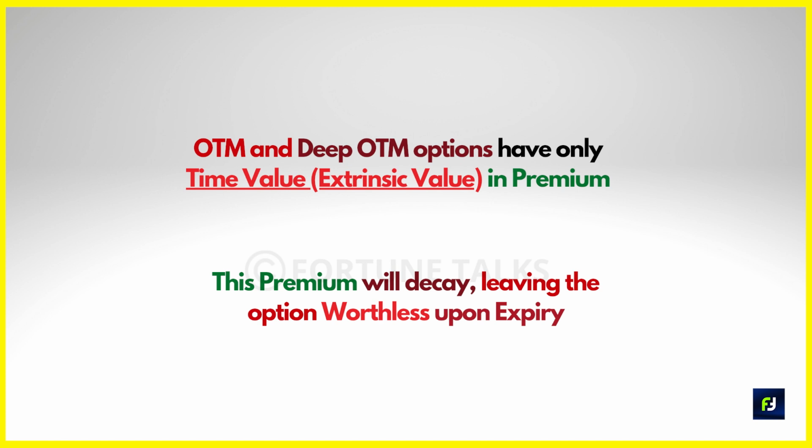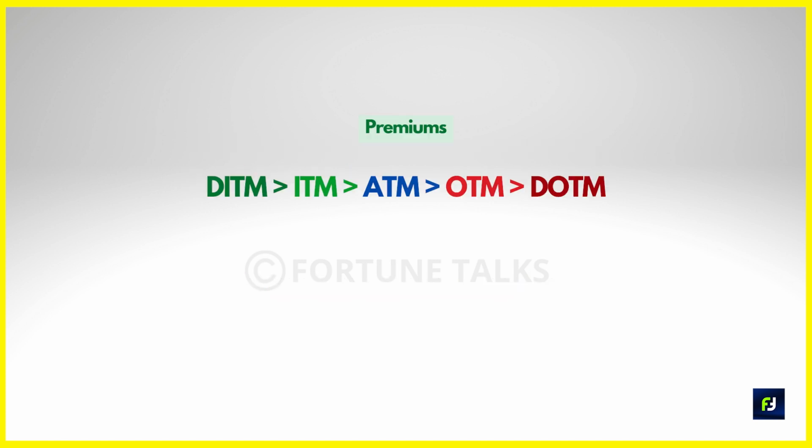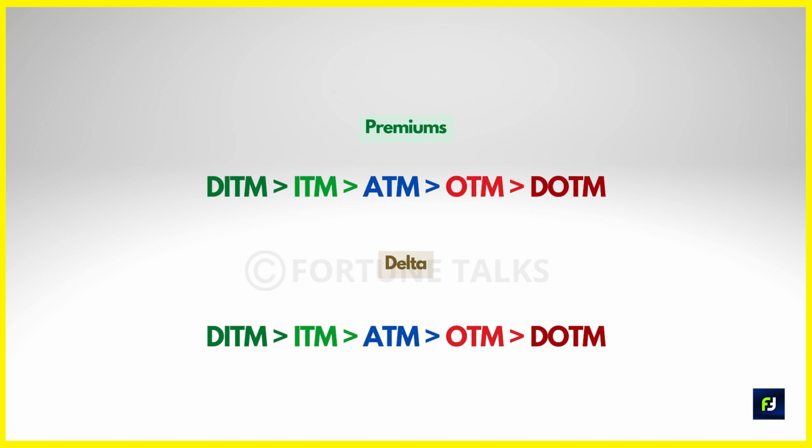In addition to all this, options that are in the money will be more expensive than those options that are at the money, which in turn will be more expensive than options that are out of the money. We have also seen that options that are in the money will have a higher delta than those options that are at the money, which in turn will have a higher delta than those options that are out of the money. Often, people who are new to options trading will be tempted to buy options that are deep out of the money just because they are very cheap.